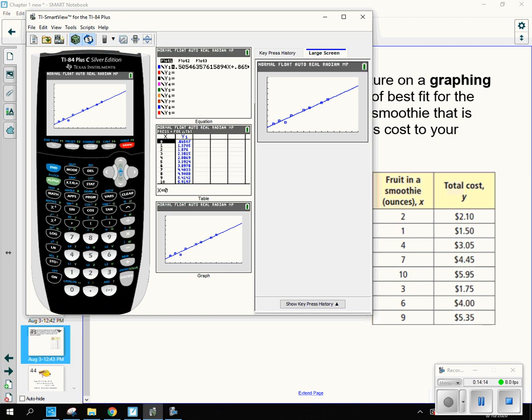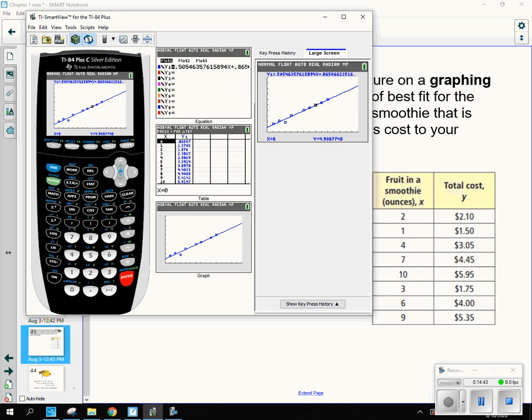Now, I want to answer the same question that I answered before. I want to know what would 8 be for my linear regression. So here's what I want you to do. I want you to hit second, trace, and you want to find a value. What value do we want? We want 8 ounces. Hit enter. And notice, using the linear regression equation, it got 4.9.